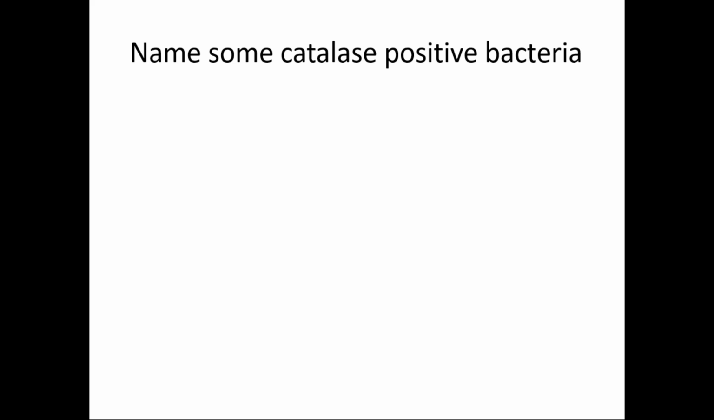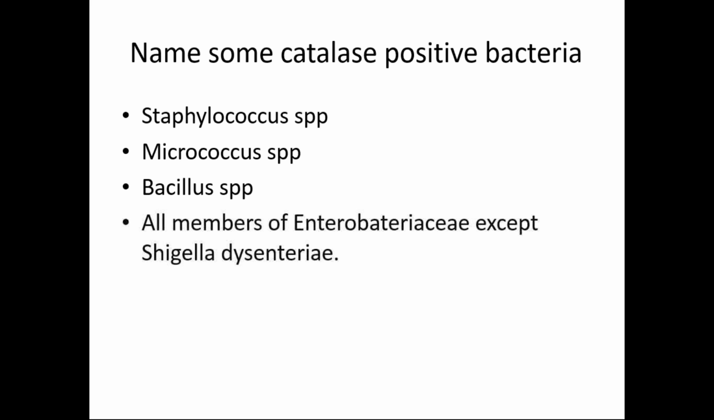Next question. Name some catalase positive bacteria. What are the different catalase positive bacteria? Staphylococcus species, Micrococcus species, Bacillus species, all members of Enterobacteriaceae except Shigella dysenteriae. So all these bacteria are catalase positive. So what are they? Staphylococcus species, Micrococcus species, Bacillus species, and all Enterobacteriaceae bacteria except Shigella dysenteriae.